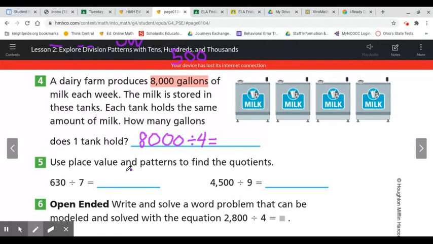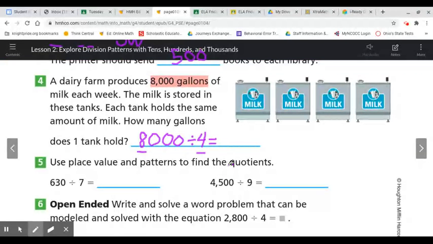Okay. So I first am going to look for a basic fact. So I'm looking here at my 8,000. If I start with just the first digit of 8, would 8 divided by 4 be a basic division fact that we know? Yes, it is. So I'm going to use 8 divided by 4, which is 2. Now I need to look back at my 8,000, and there are 3 zeros. So I will put 3 zeros after my 2 for my answer. How many gallons will one tank hold? One tank will hold 2,000 gallons.